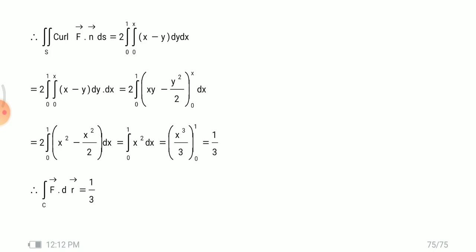Next, curl F dot n cap: here the triangle lies on the xy plane. So xy plane means n cap equal to k vector. So the integrand is 2 into x minus y, dy dx. Here the limits are given in the question. Y limit varies from 0 to x, and x limit varies from 0 to 1. So after the integration we get 1 by 3. So the final answer of the given question is 1 by 3. So this is the application of Stokes theorem. This is for only 8 marks. Thank you. If you have any doubt, ask me.